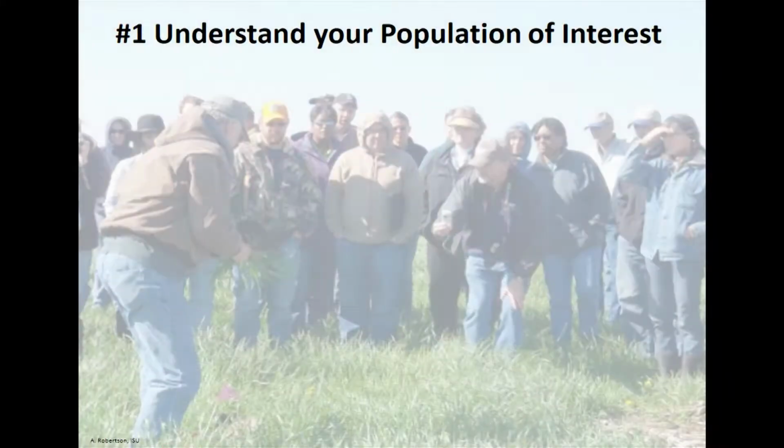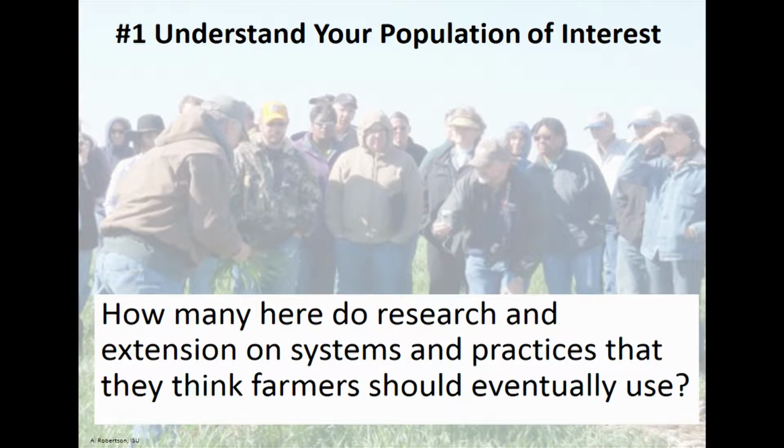So that's a little bit of background, and now to talk about the top 4 or 5 different reasons or different benefits that social science can bring to interdisciplinary projects. So number 1 is understand your population of interest. How many here do research or extension on systems and practices that you think that farmers should adopt eventually or may possibly adopt? I see a lot of hands go up.